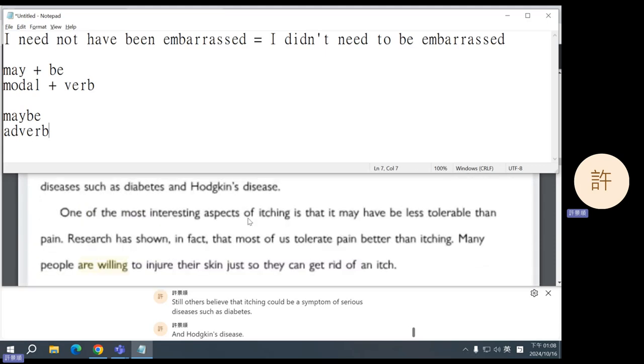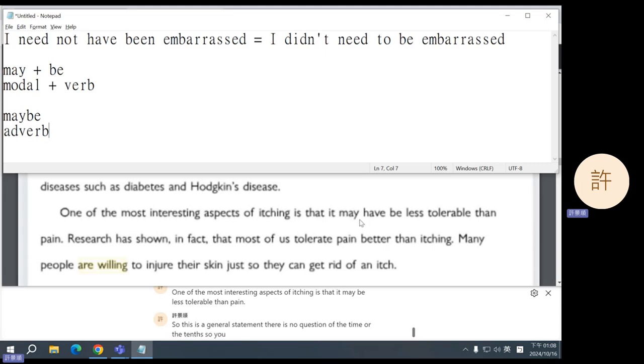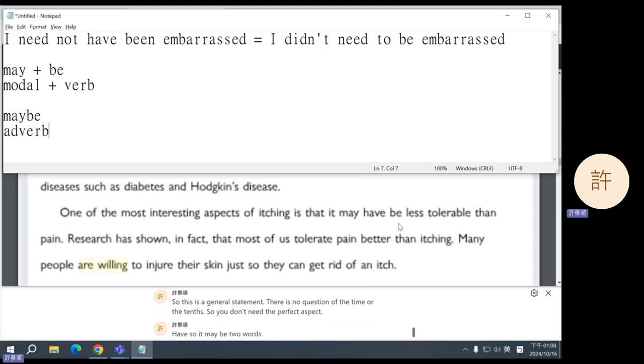One of the most interesting aspects of itching is that it may be less tolerable than pain. So this is a general statement. There is no question of the time or the tense. So you don't need the perfect aspect have. So it may be two words. It may be less tolerable than pain.